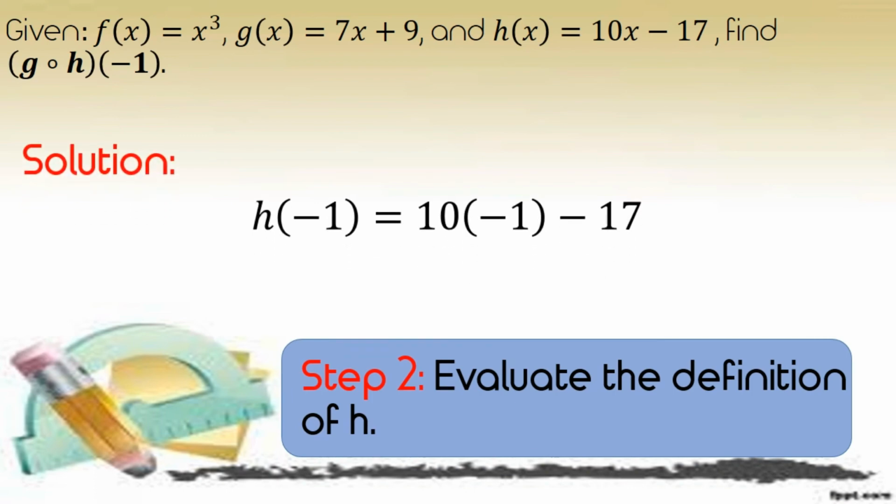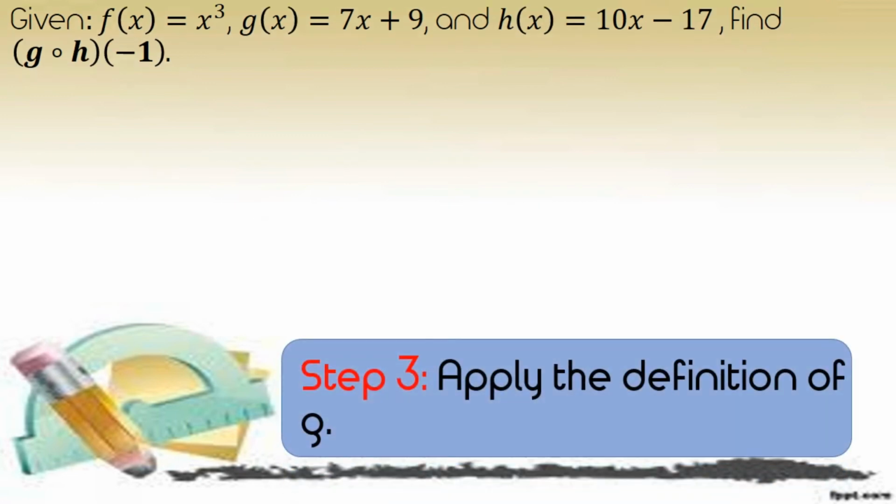Our domain is h of x. So we have to evaluate the definition of h by substituting negative 1 to the variable x of the function h. So that will be 10 multiplied by negative 1 minus 17. Evaluating, it will result to negative 27.